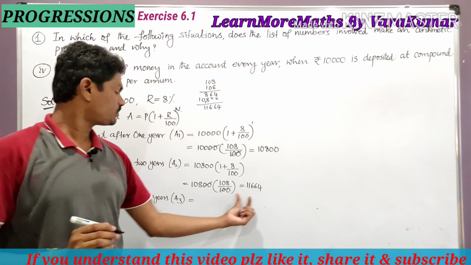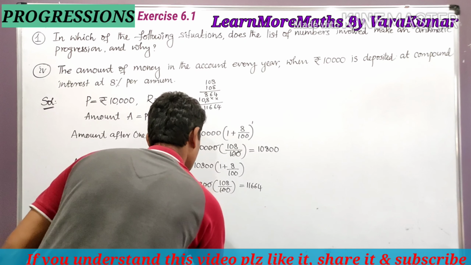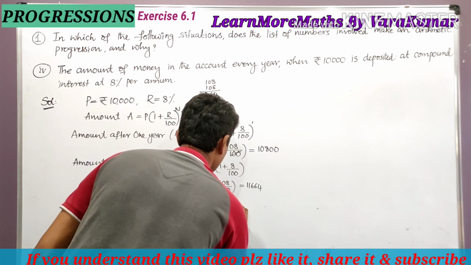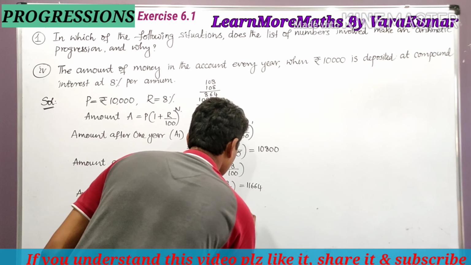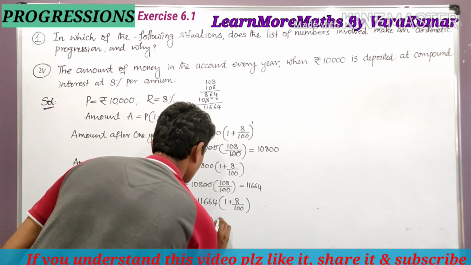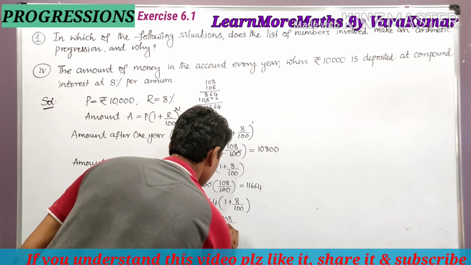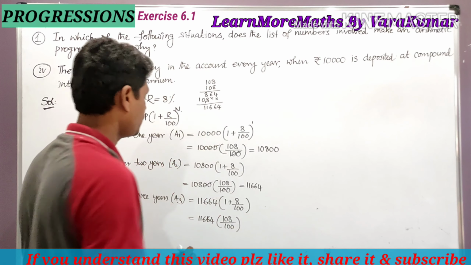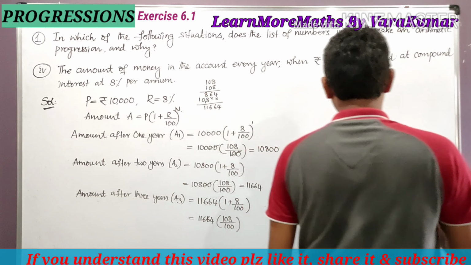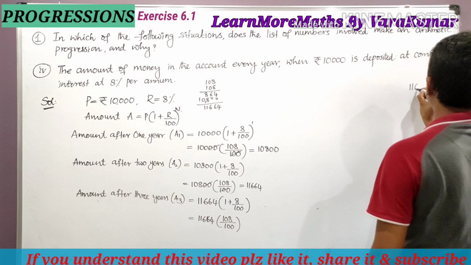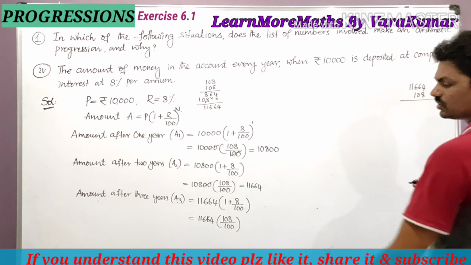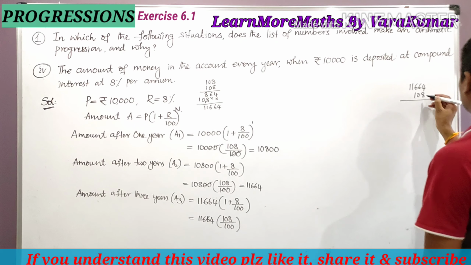So now this becomes the principal for the third year. So that is 11,664 into 1 plus 8 by 100. So that is 11,664 into 108 by 100, student. So now we have to multiply 11,664 into 108. Then after that we can divide by 100.